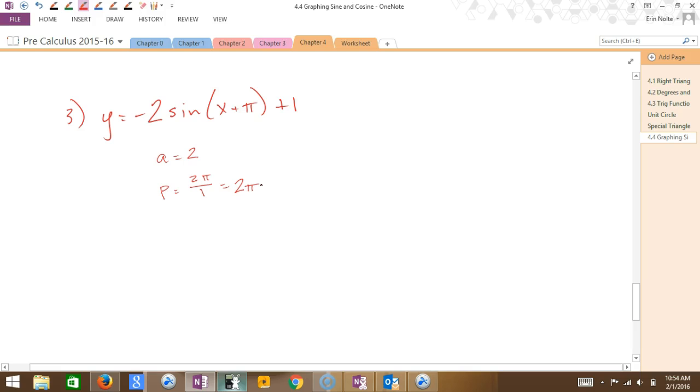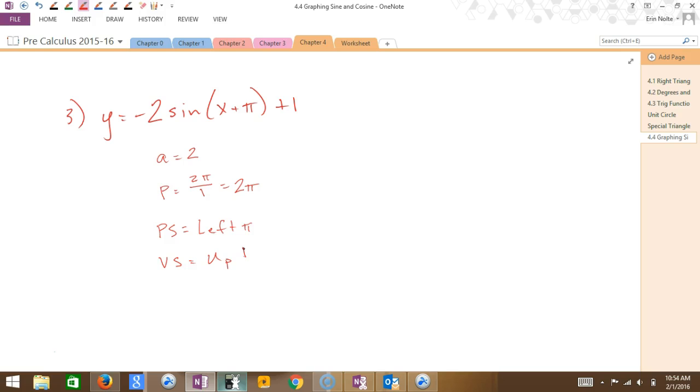Do I have a phase shift? Yes. So I do have a phase shift. Which direction is my phase shift? To the left pi, very good, nice. Left pi. Okay, and then I also have a vertical shift. What direction? Up 1, very good. Okay, so do make sure on your shifts that you are saying specifically what direction.